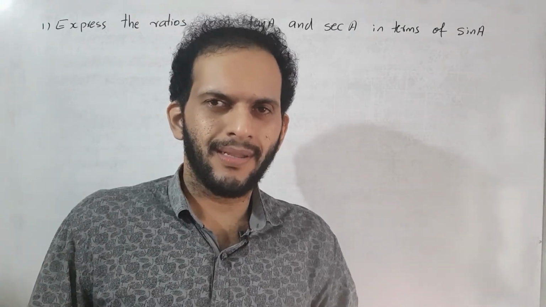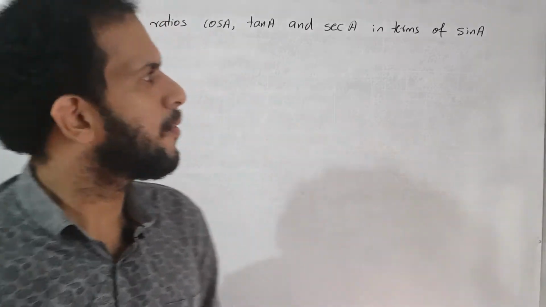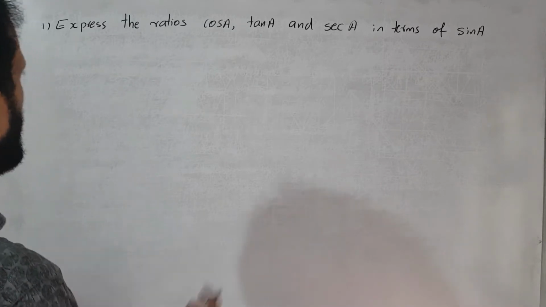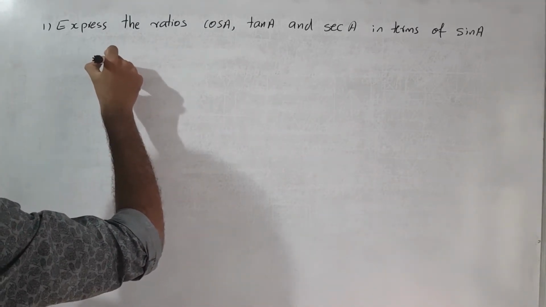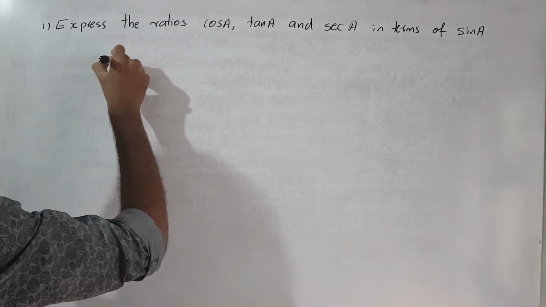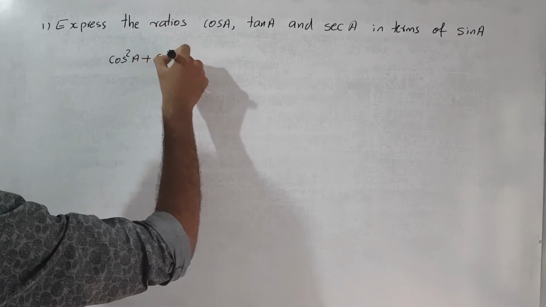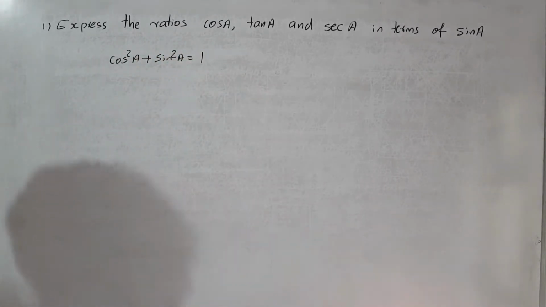Okay, then this one is the basic application of identity. First we convert cos A in terms of sine A. We use the identity cos square A plus sine square A is equal to 1. No need to write the identity, we know the result directly.